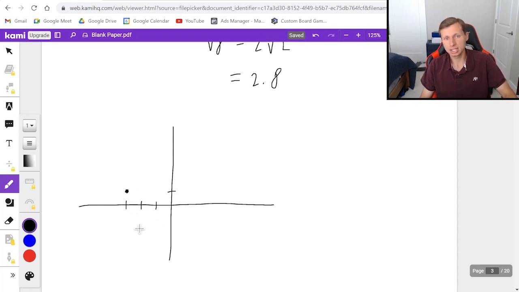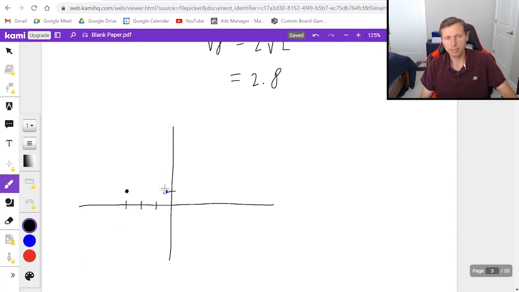And if the radius is 2.8, then I need to go 2.8 tick marks, or about 3 tick marks, in every direction. So for instance, I'll draw my points in blue here. To the right, 2.8 is 1, 2, almost back to the origin.